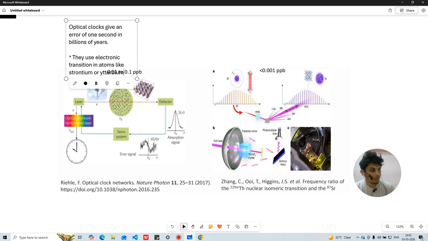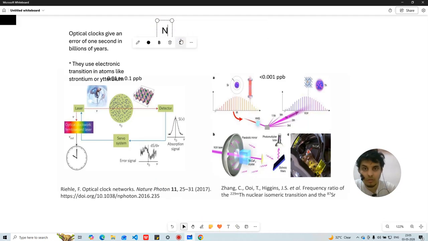Okay. Nuclear clocks use nuclear energy transition inside the nucleus, not electrons. Most promising candidate thorium 229. Nuclear clocks.